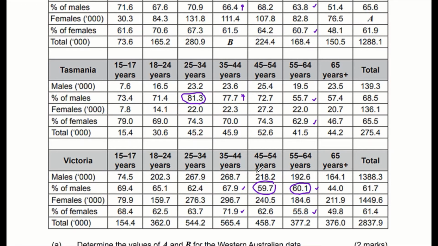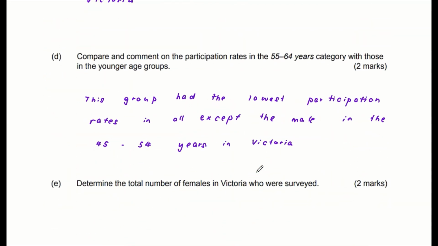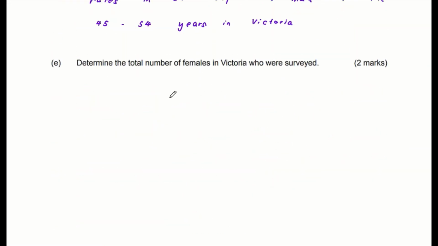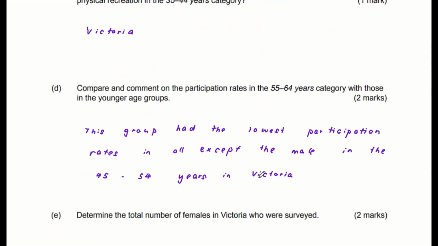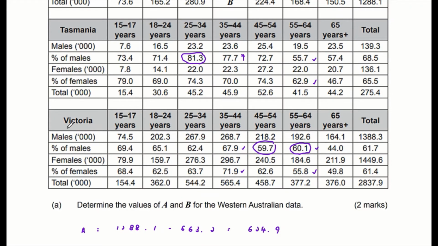Okay, so now we move on to E. Determine the total number of females in Victoria who were surveyed. Okay, so in this, you will need to look at the total number of females in Victoria who participate in sports first. So Victoria female, all right. So Victoria, the total female here is 1449.6. Okay, so this made up 61.4%.